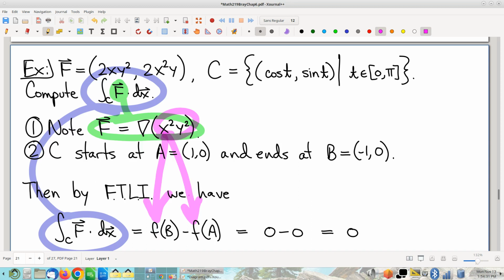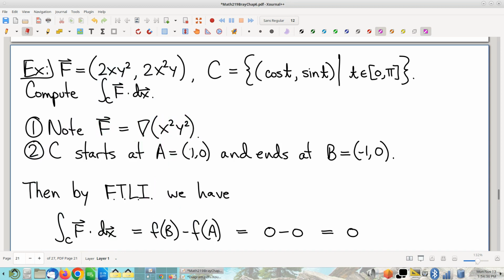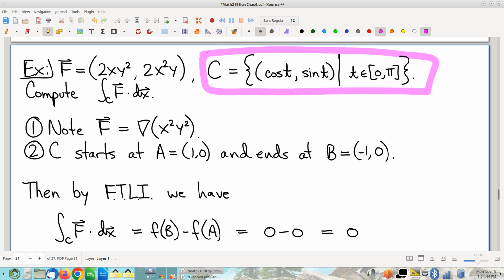Okay. All right. So all we got to do now is figure out the A and the B and plug and chug. Where does this curve start? Well, it starts where t is equal to 0. What point is that? Well, plug in that value of t, see what you get. There's your starting point. There's your A.